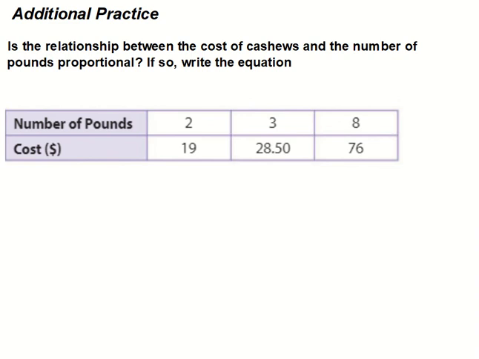Okay, so I want you to pause and try this one. We're determining if this relationship between the cost of cashews and the number of pounds is proportional. If so, we're going to write an equation. Just don't forget this is x and this is y. And to find our unit rate or our constant, we always do y's over x's. So pause, try this one, take your time. You might actually have to do some division, especially for this one with the decimals.